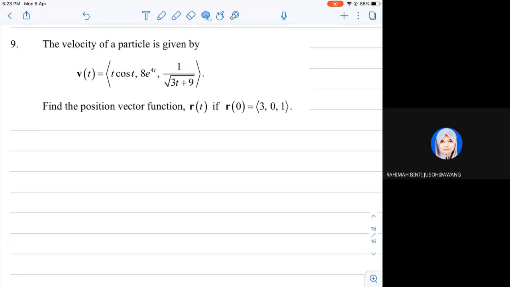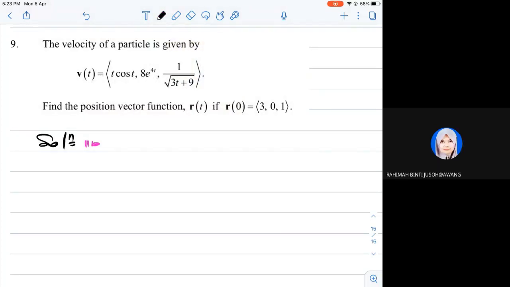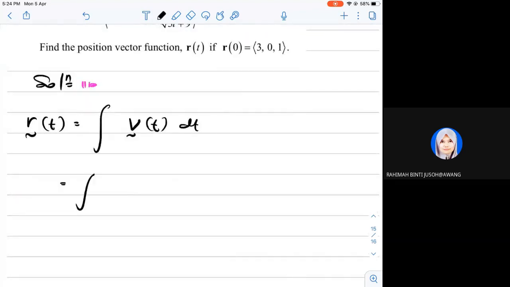Okay, question number 9, solution. Kita nak mencari apa ni guys? Cari apa? Position vector. Okay, good. So what we should do now? Integrate ke differentiate? Integrate. Okay, well done. Alright, so now kita nak cari R prime RT equals to integration of velocity. Gitu. So you kena integrate.